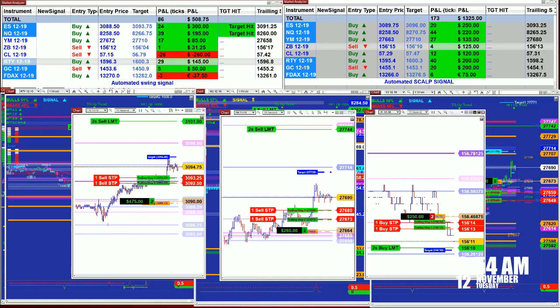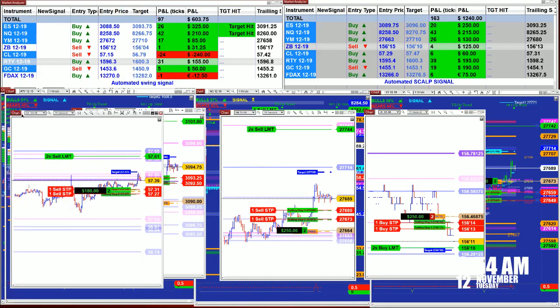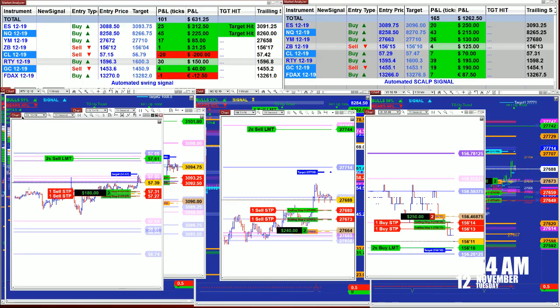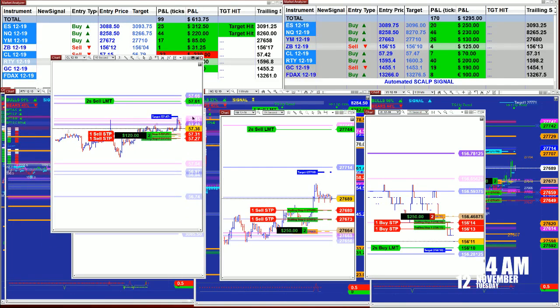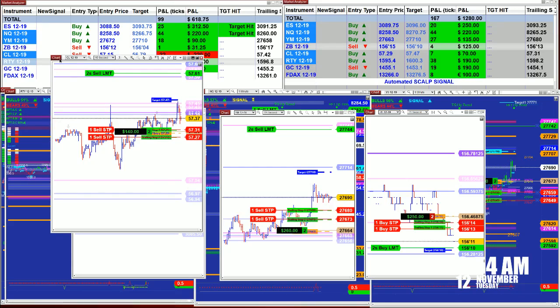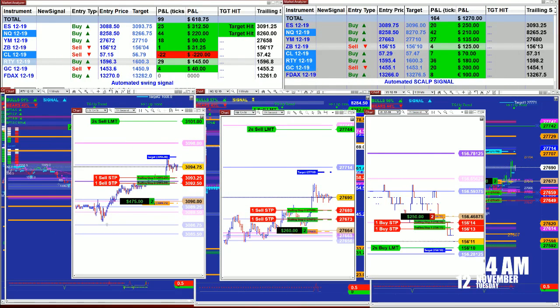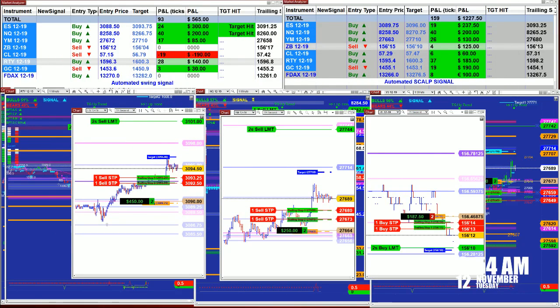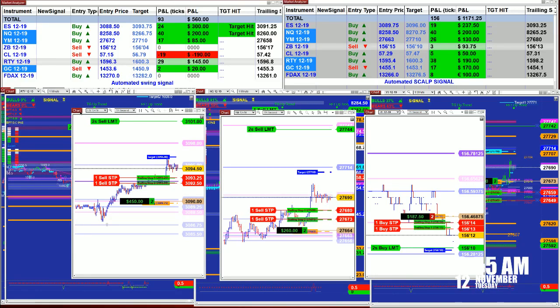And the CL also hit the target. So there is no room to put everything in here, but as you noticed, the minute the CL hit the target, the market started taking a little dive. So we will be covering also the scalping signal and the swing automated trading as well.